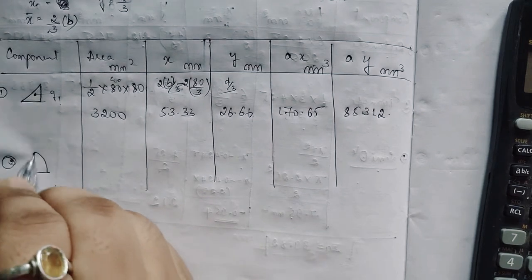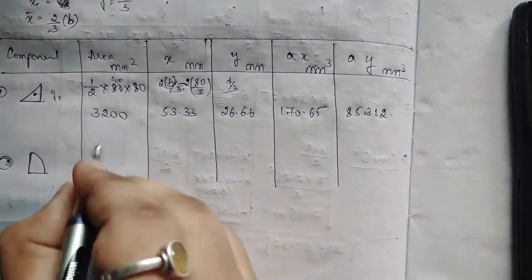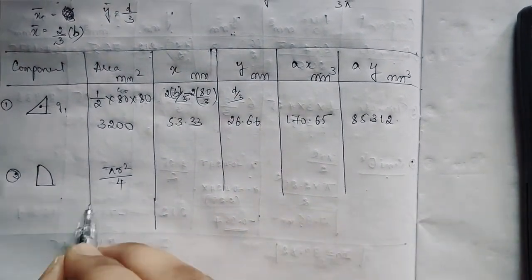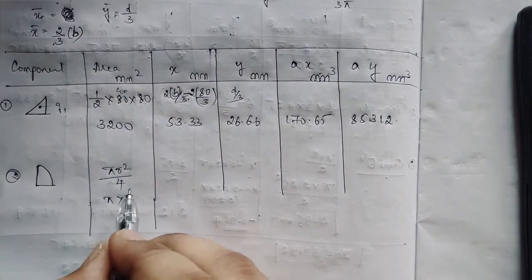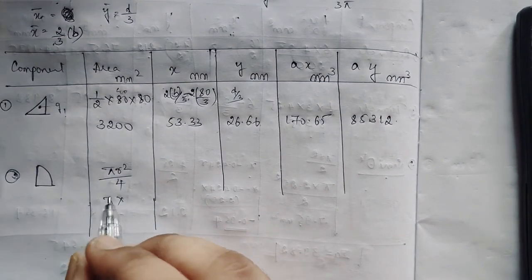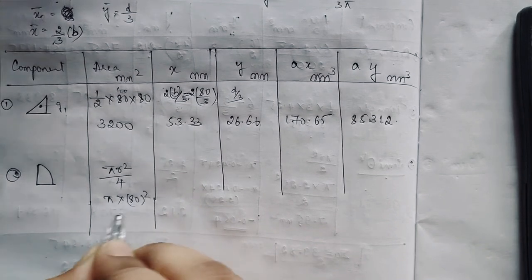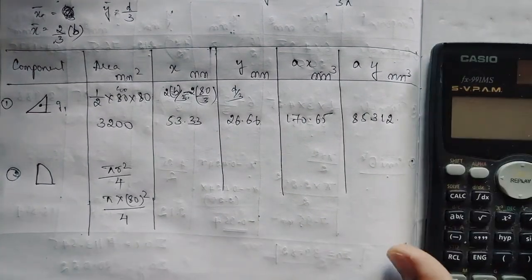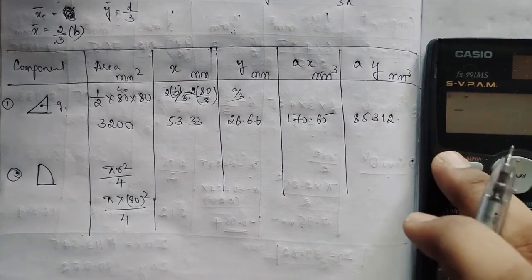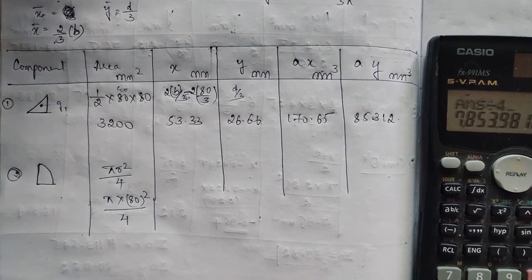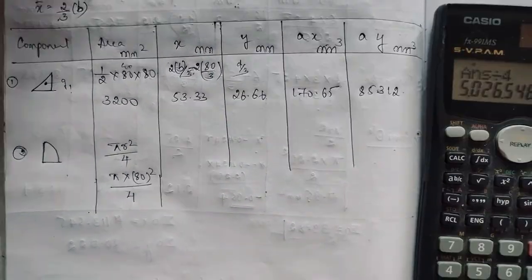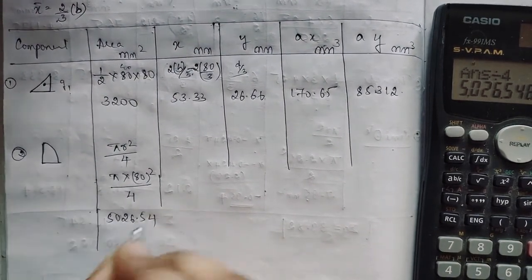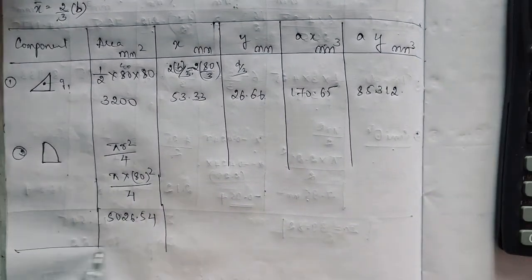this quarter circle. Okay, so what is the area? Pi r square by 4. So pi r square by 4 means this is pi, and r is the radius, which is nothing but 80, whole square, divided by 4. So when I solve it, pi into 80 square divided by 4, 195026.54 is the area of the quarter circle.